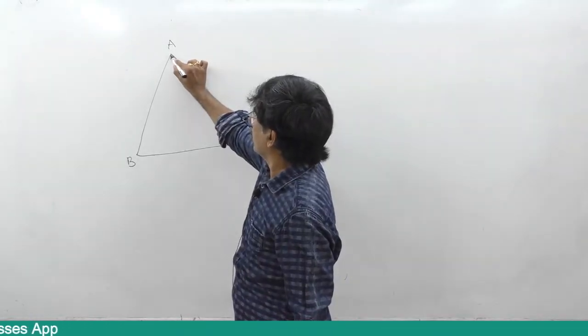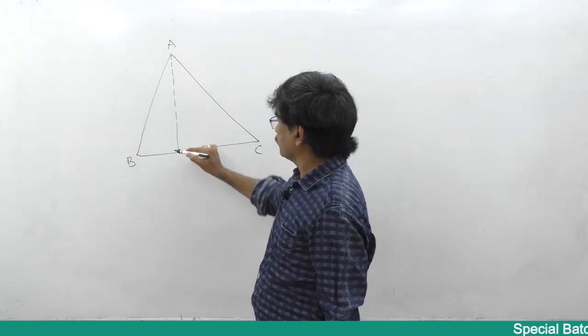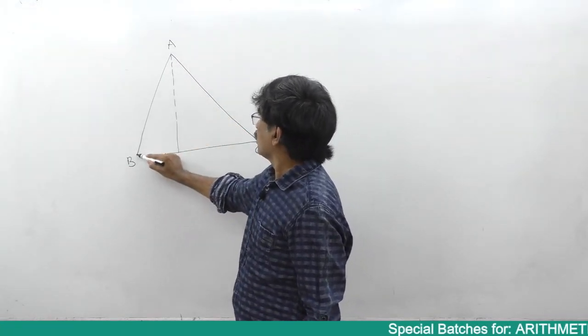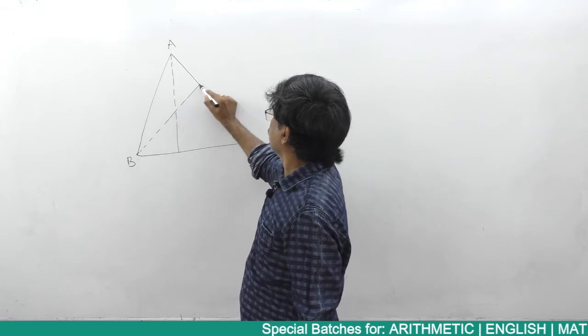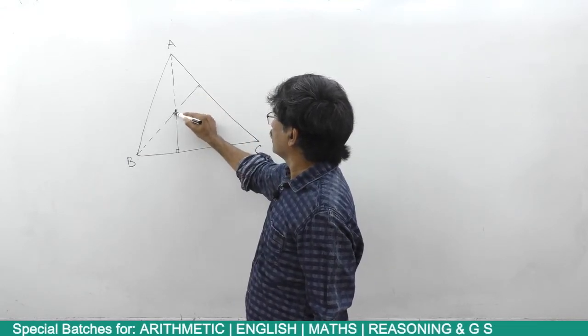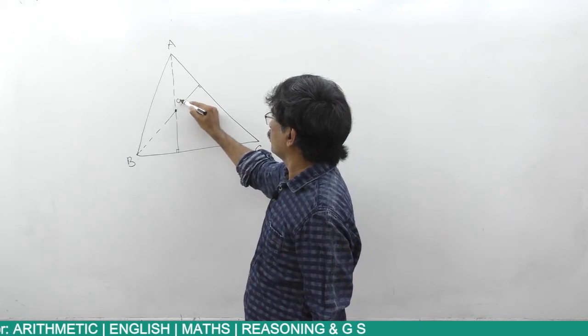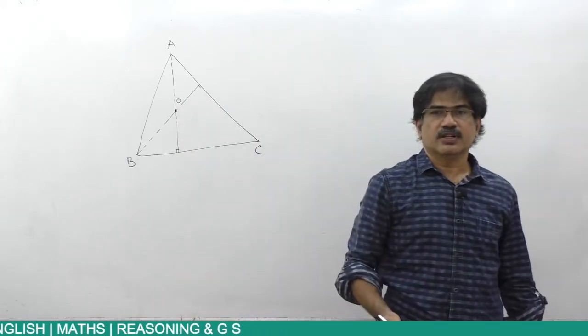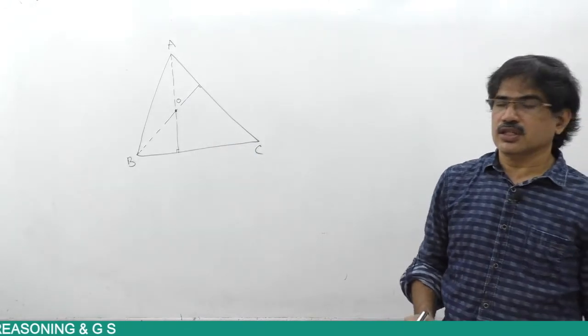Draw an altitude from A. Draw one more altitude from B. These are the two altitudes. The point of intersection is nothing but the orthocenter O. The point of intersection of altitudes is O.